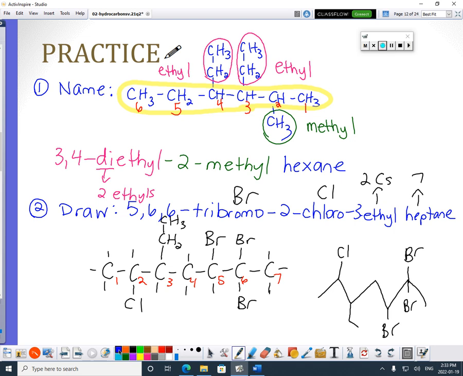No, because halogens only need one bond. So we're still following all the rules. When we get to oxygen, it'll either be a double bond or an O and an H. It has to have two. Okay?